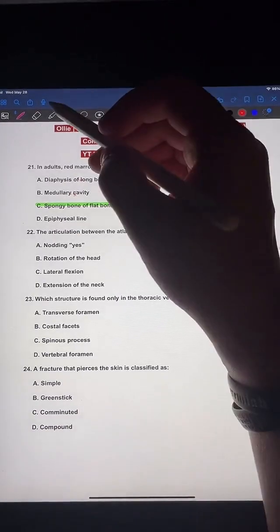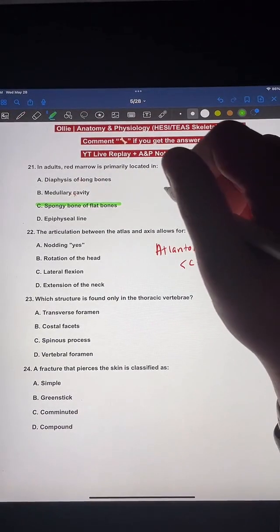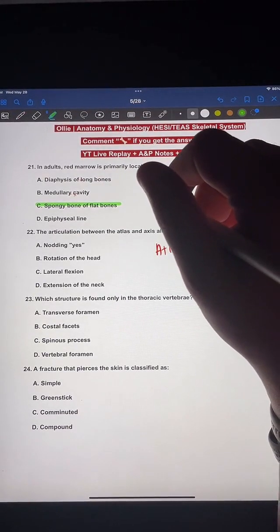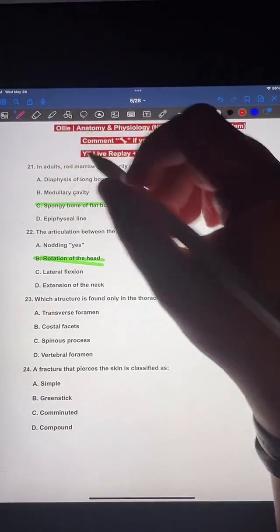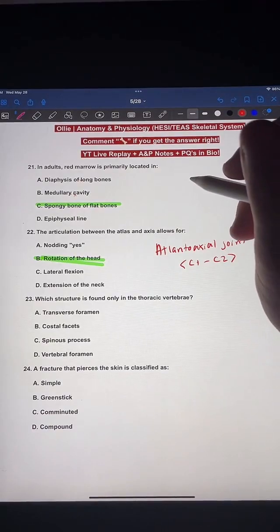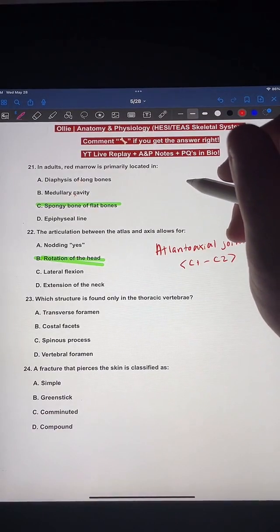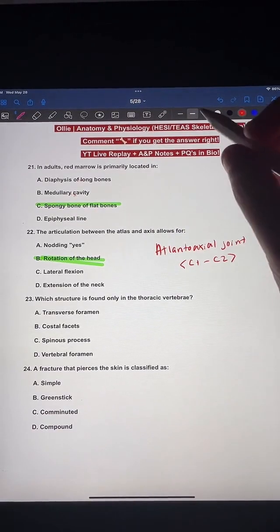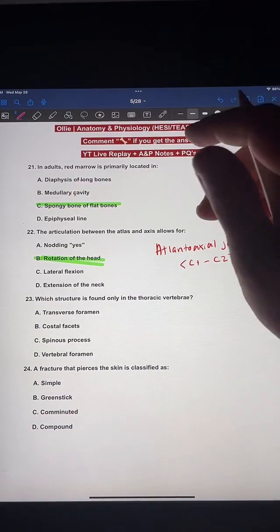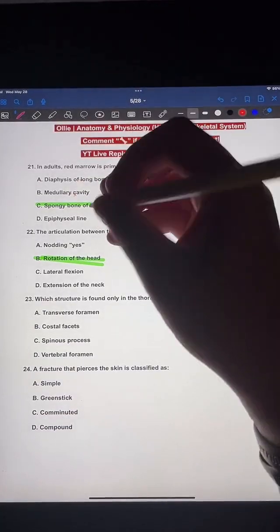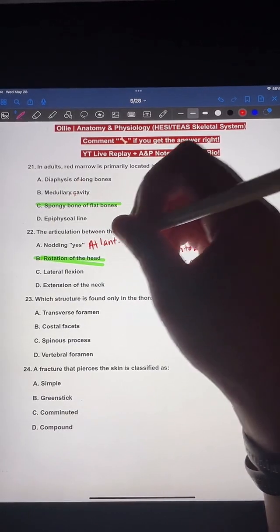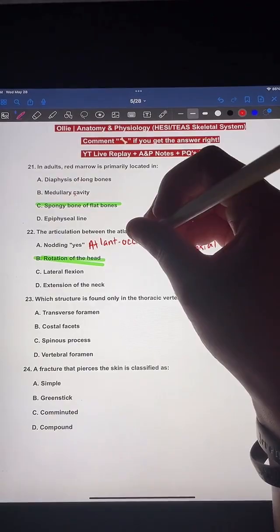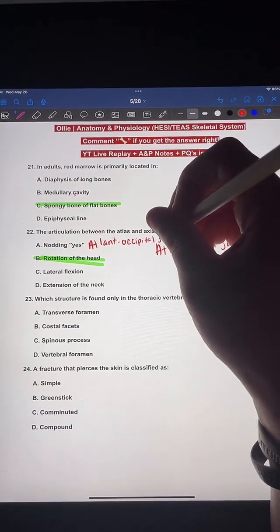Number 22, the articulation between the atlas and the axis allows for B. It is rotation of the head. This is what is going to allow you for, in a way, no motion. Nodding yes is what's called your atlanto-occipital joint.